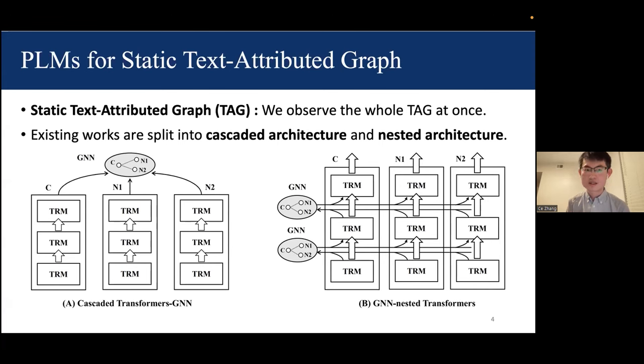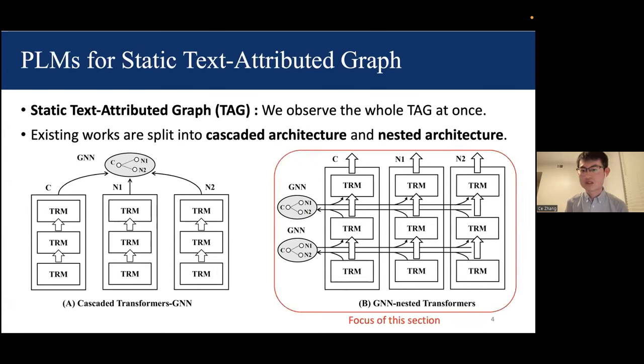But the disadvantage of this cascaded architecture is that graph neural networks and pre-trained language models don't interact. For example, at the very beginning, when we do encoding with pre-trained language models, we don't use graph neural networks. That means graph information cannot enhance the encoding of the pre-trained language model. This is why we propose the second architecture on the right-hand side, the nested architecture. In the nested architecture, pre-trained language models and graph neural networks are nested at each individual layer, so that both textual content and graph structure can interact with each other at each layer, and in the end, the output representation can unify both modalities. Specifically for this subsection, we focus on the nested architecture.